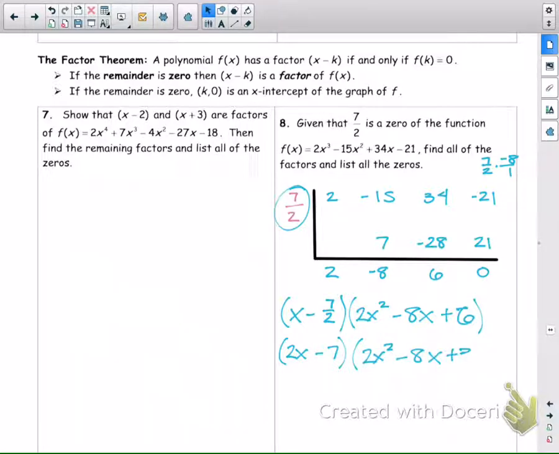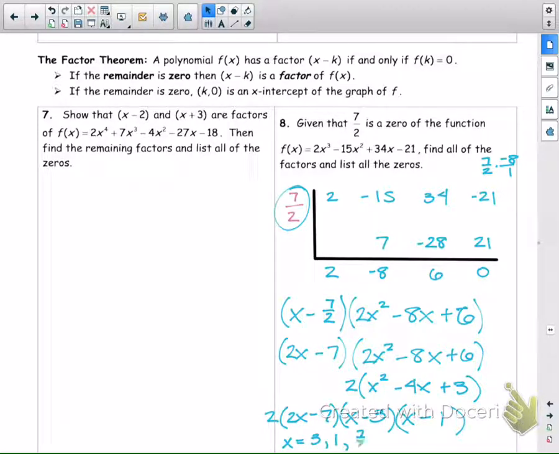If I was factoring that, what would I do first? Take out a common factor of 2. All right. Once I take out my common factor of 2, what does that factor into? What factors of 3 add up to negative 4? Negative 3, negative 1. And what would be my zeros then? 3, 1, and 7 over 2.